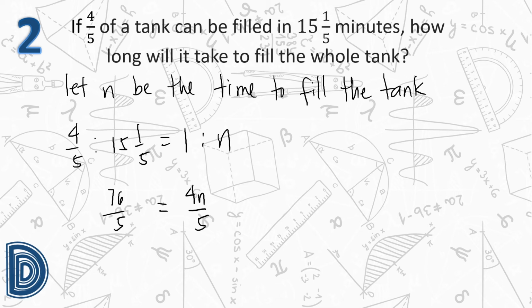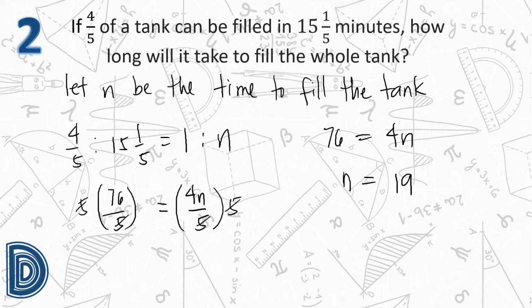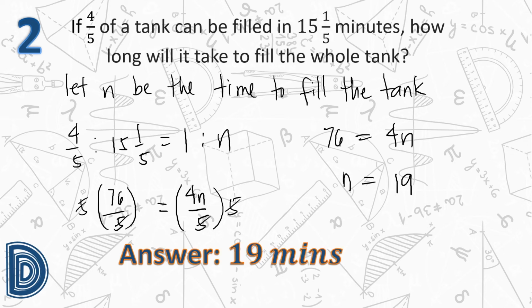Multiplying both sides of this resulting equation by 5, we'll get 76 is equal to 4n. Then we divide both sides of this equation by 4. We have n is equal to 19. Hence, the answer is 19 minutes.